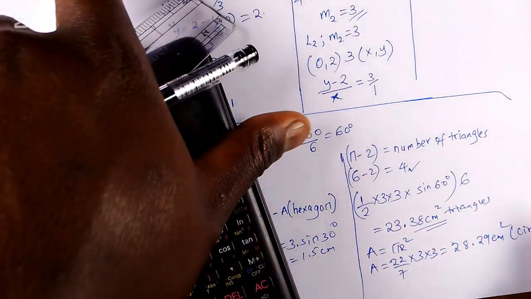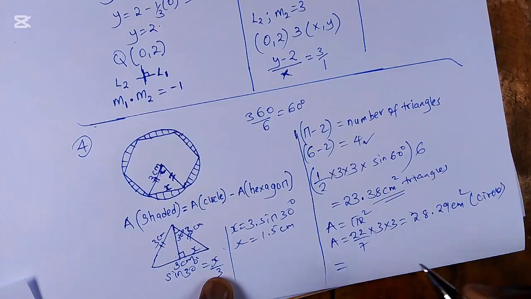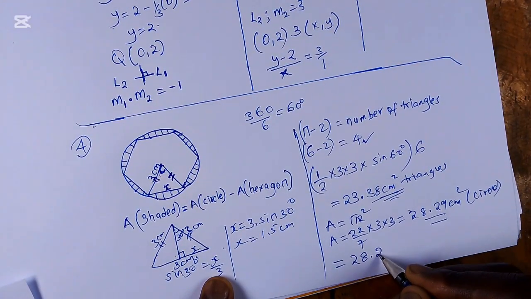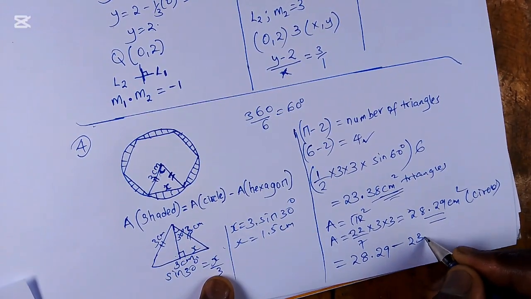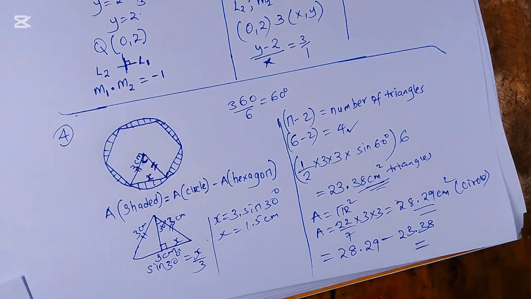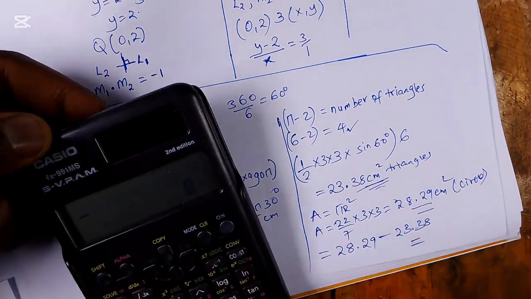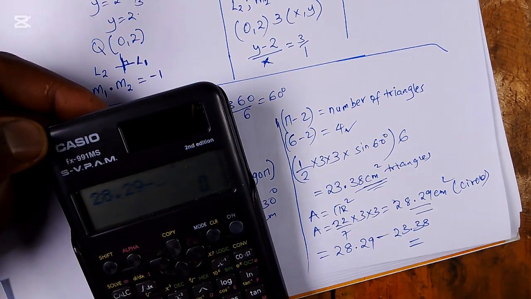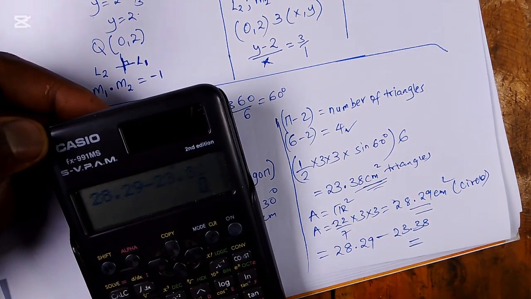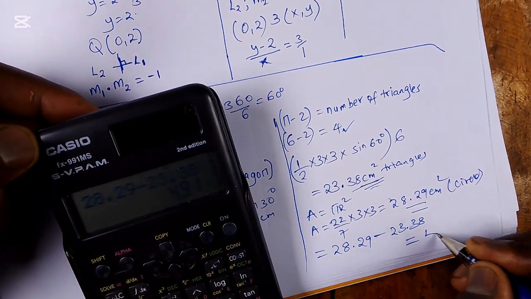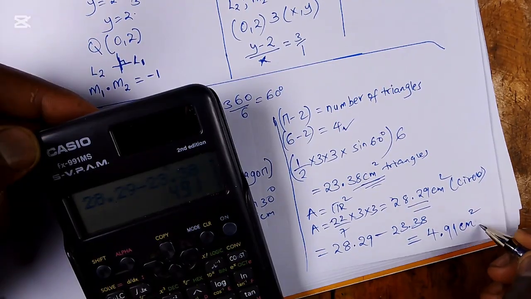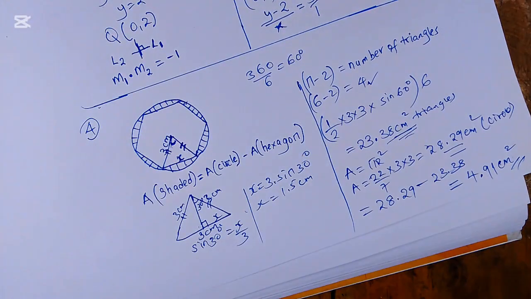So for us to now determine the area of the shaded region, it is the area of the circle subtract the area of the triangles. So that is 28.29 minus 23.38, and once we subtract that, that will definitely give us 4.91 centimeters squared. So that is question number 4.